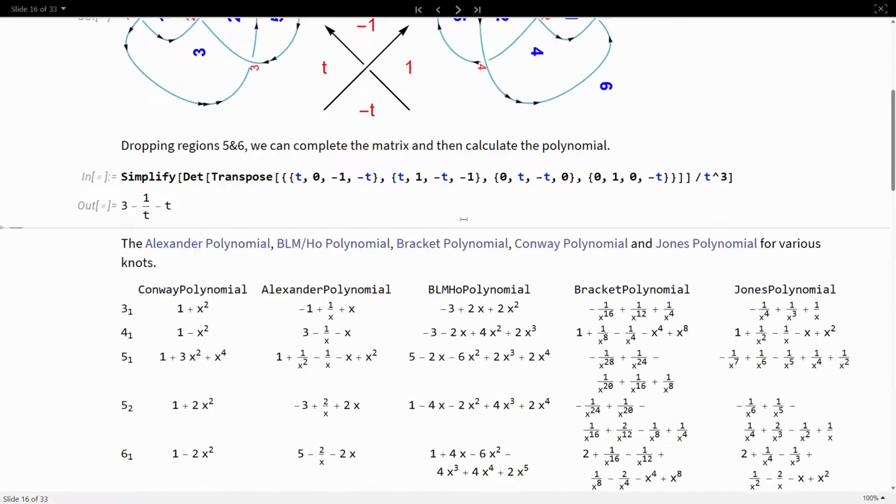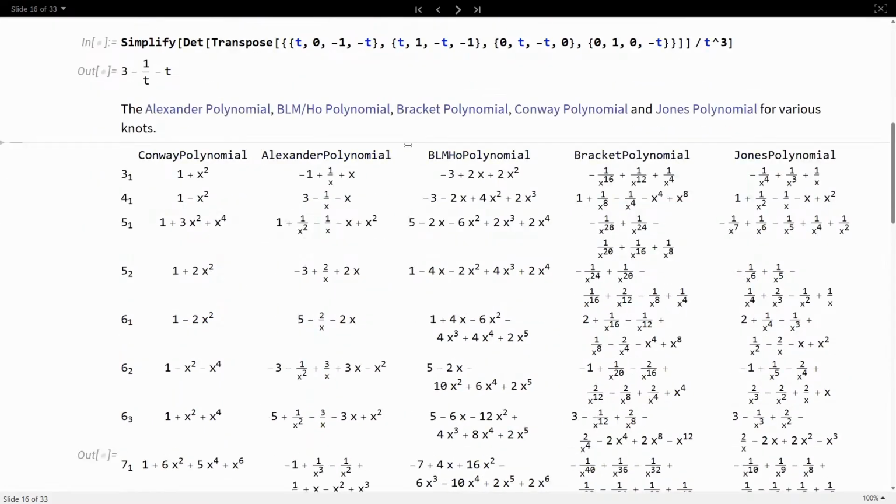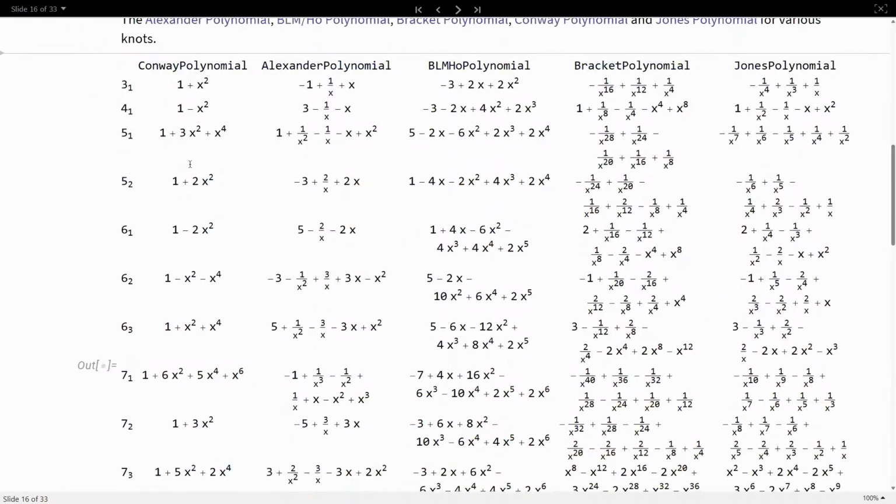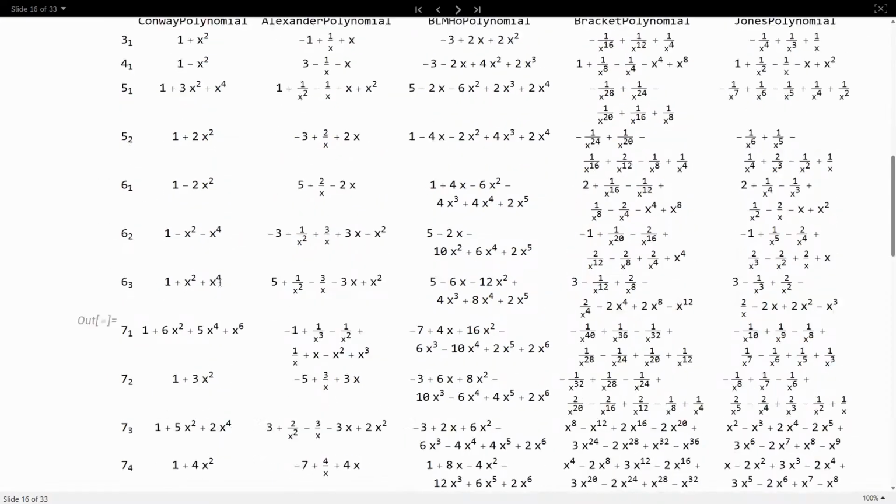So there are very many different types of polynomials. The Alexander polynomial was the first one that was found, and then several other polynomials were found after that. The Conway polynomial is sort of a simplification of the Alexander polynomial that takes a 1 over x and x and basically replaces it with x squared. So that gives a simpler form for the polynomials.